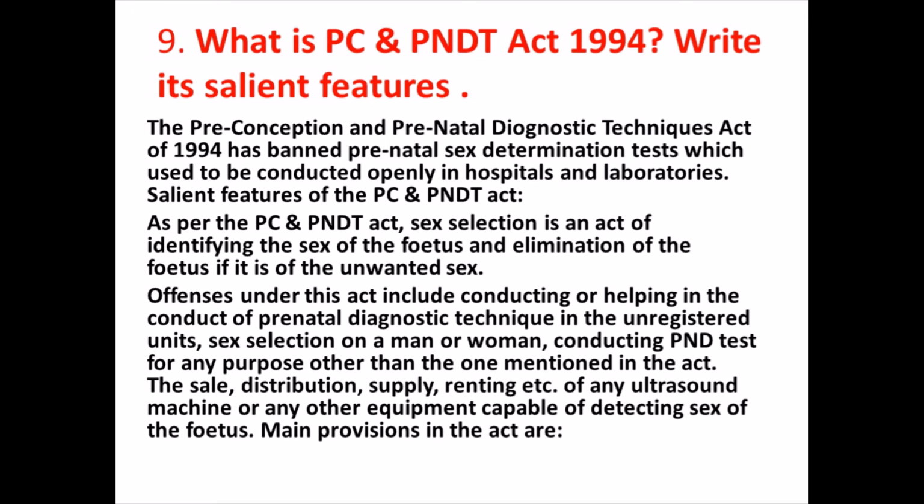Main provisions in the Act are: First, the Act provides for the prohibition of sex selection before or after conception. Second, it regulates the use of prenatal diagnostic techniques like ultrasound and amniocentesis by allowing their use only to detect genetic abnormalities and sex-linked disorders. Amniocentesis means taking the fluid from the mother's womb and then testing the number of chromosomes present in it to determine the sex, whether it is male or female.